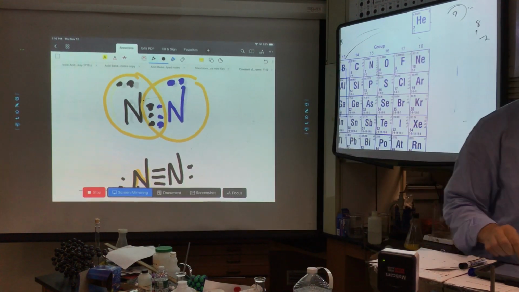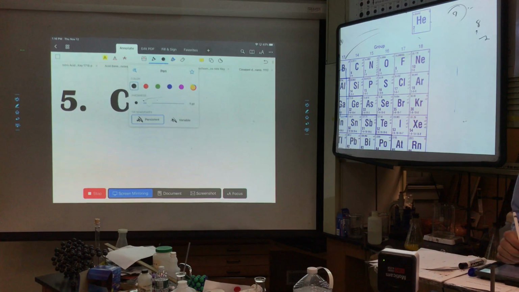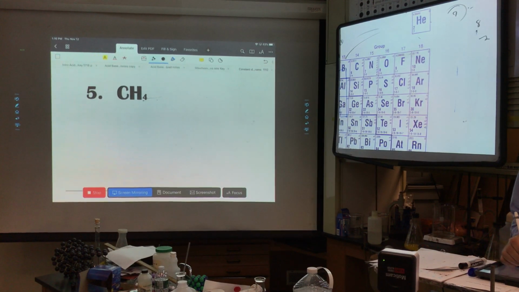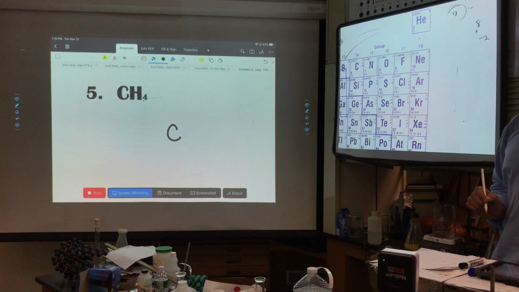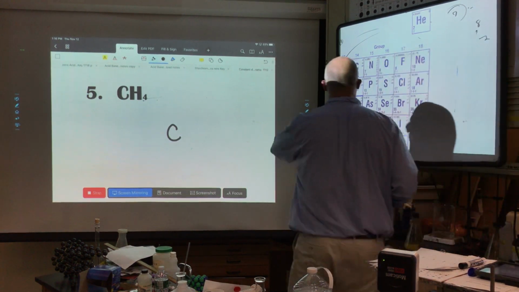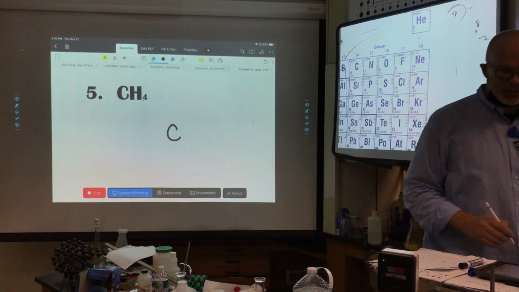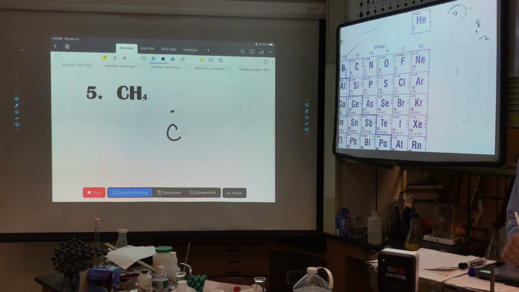Okay, let's do this one. This is the last one I'm going to do together. Now, here's carbon. What do we do? Carbon is the one in organic compounds, and there is a reason why. Carbon has how many valence electrons? 4. So it has 4 dots. It's going to be the center atom.